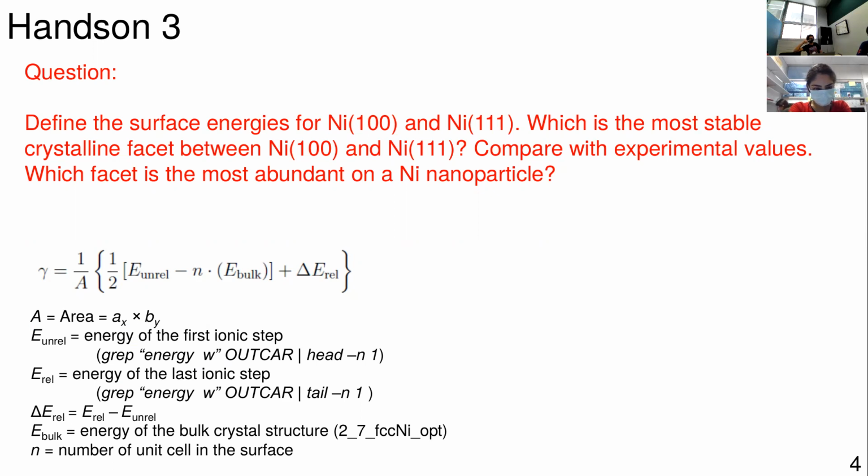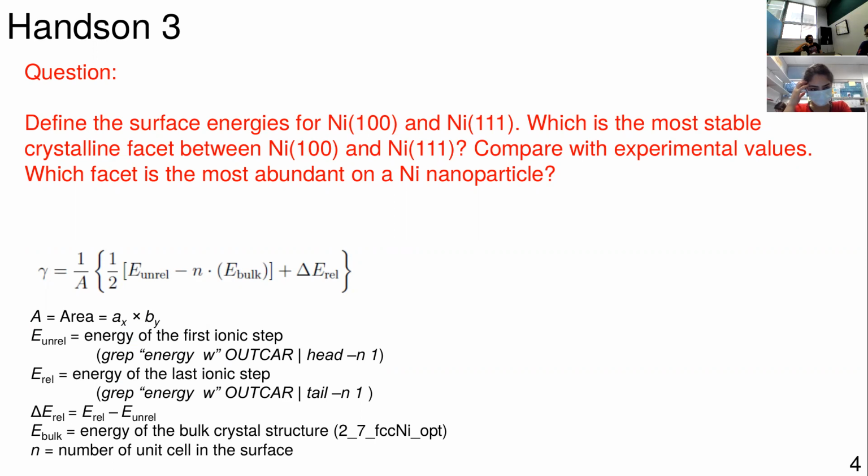Did we compare with experimental values? Did we find any experimental values? I did it, but not in the article that you put. No, I mean, in the article that I put, there was none. Okay. In the article that I put was the last point. Which facet is the most abundant? Okay. So how much is the experimental value for nickel?